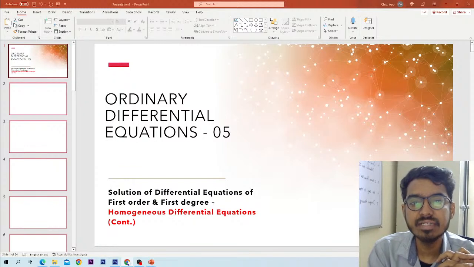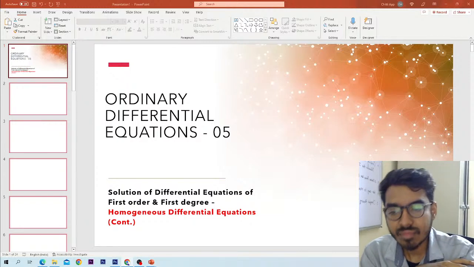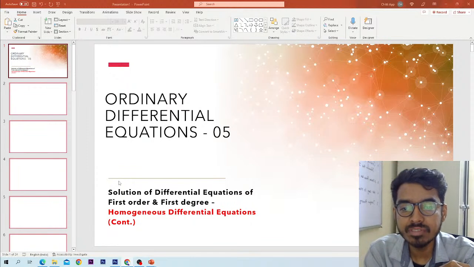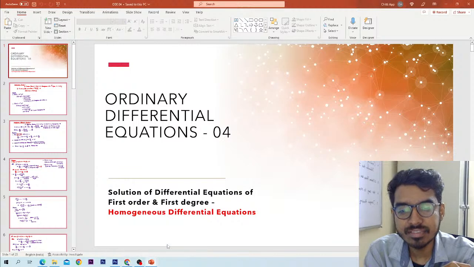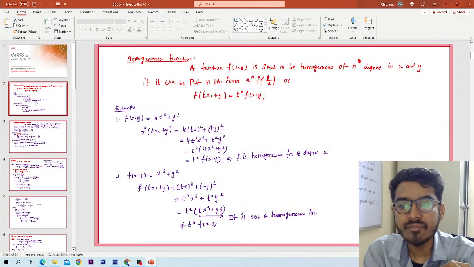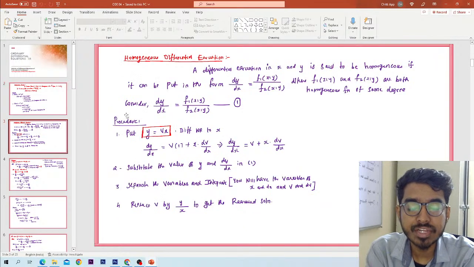In the previous class itself I have given you what is meant by homogeneous differential equations, right? Then we solved 10 problems based on homogeneous differential equation in the last class, right? So you can see, first, in the previous class, we introduced what is meant by homogeneous function. After that, I gave you the definition of homogeneous differential equation, right?